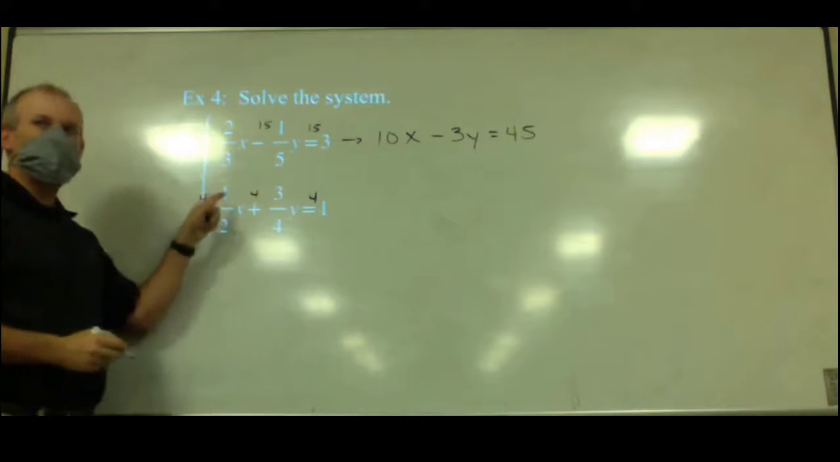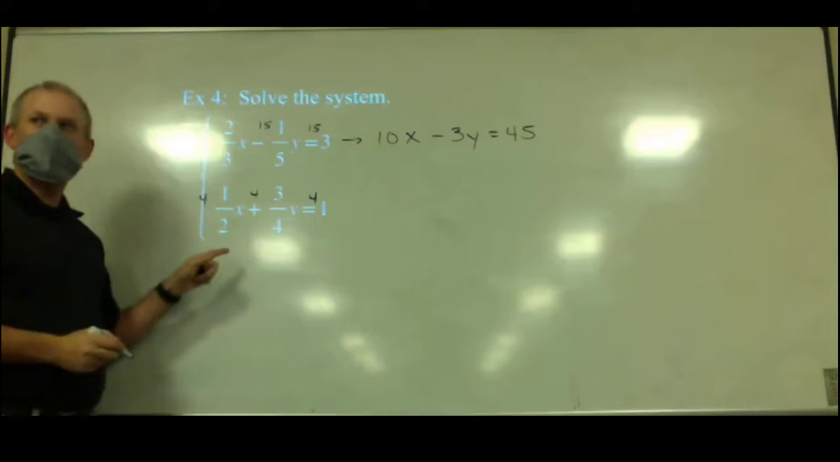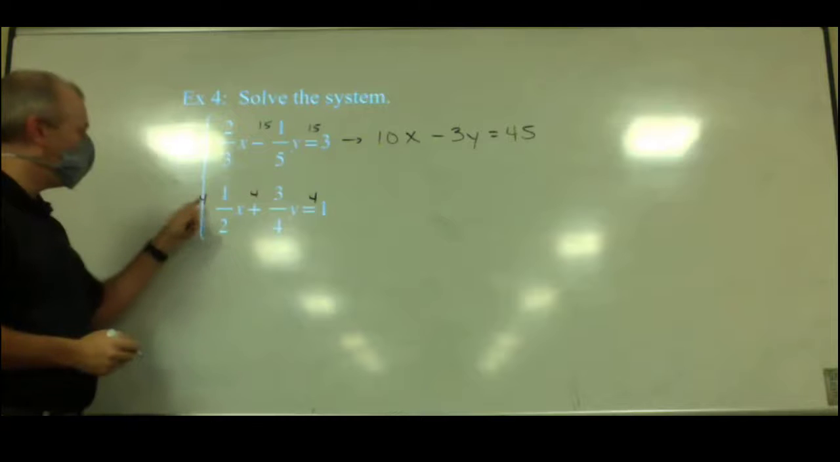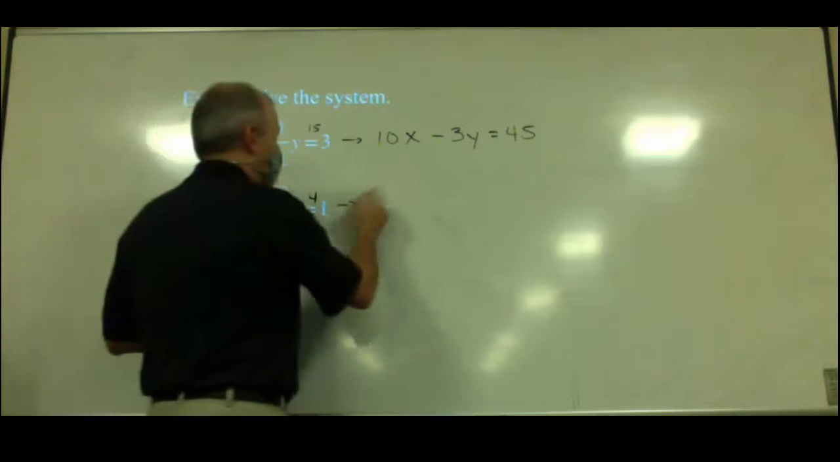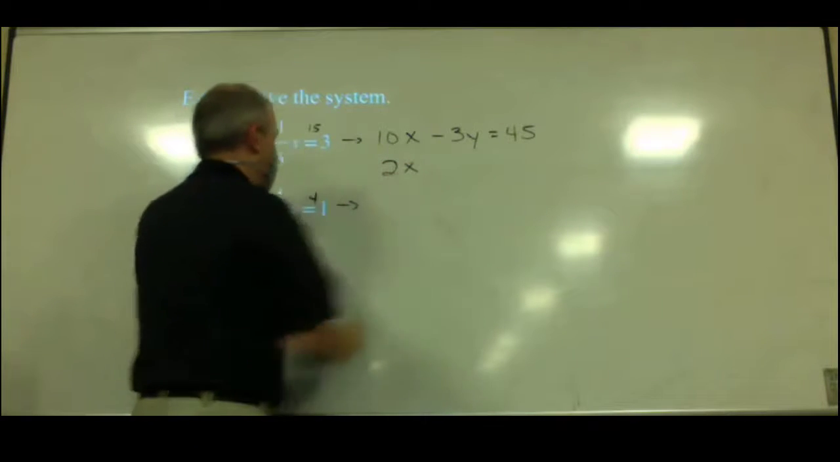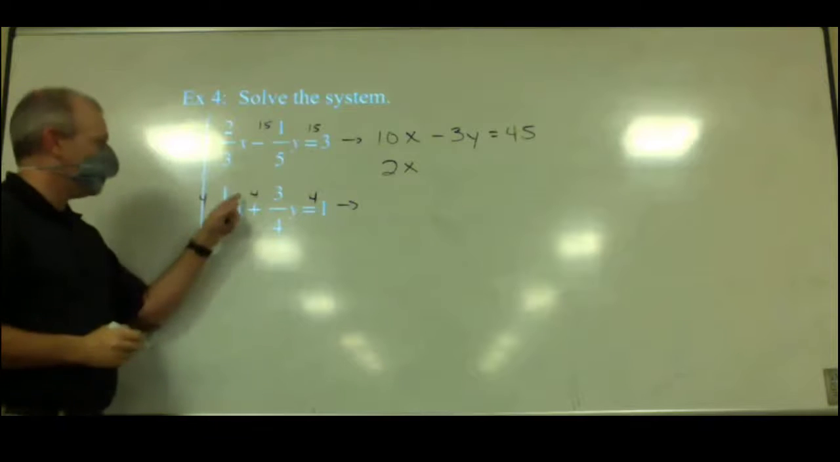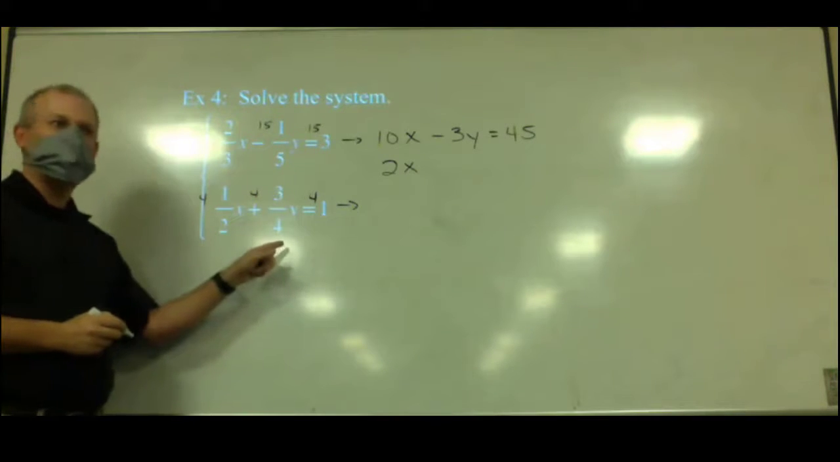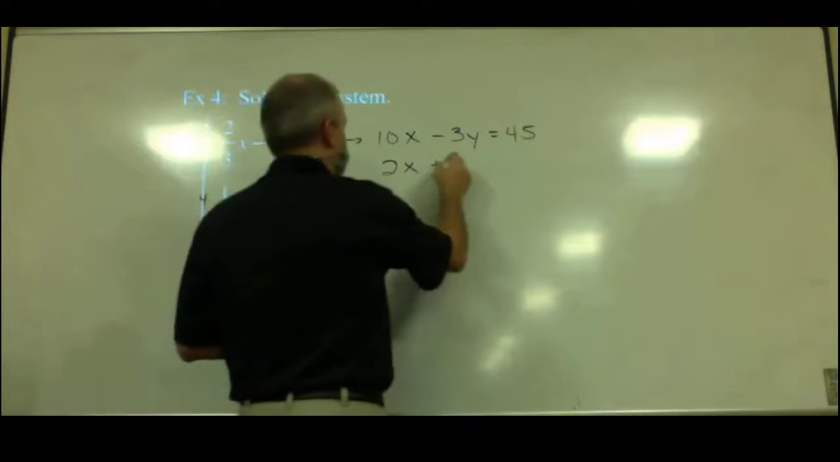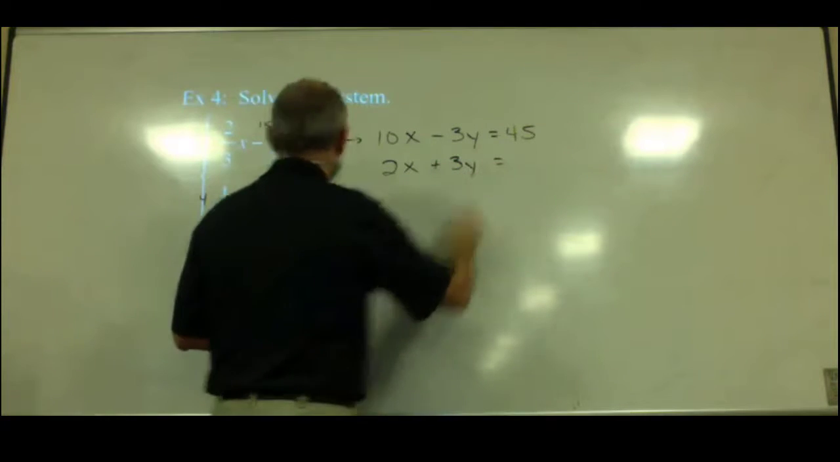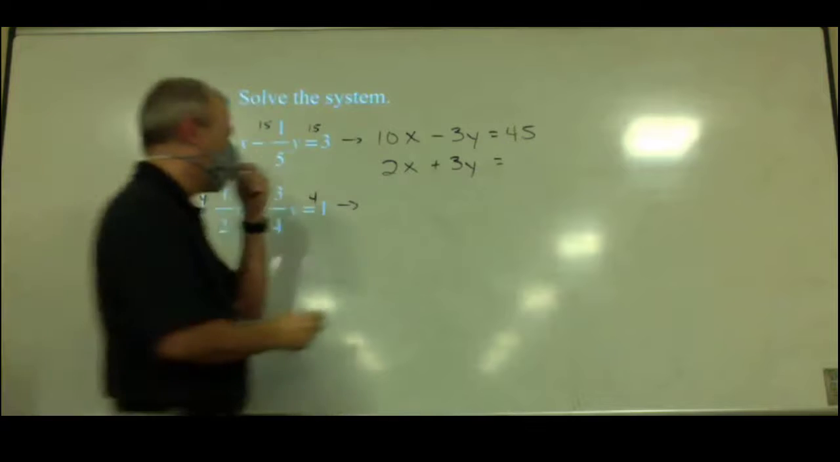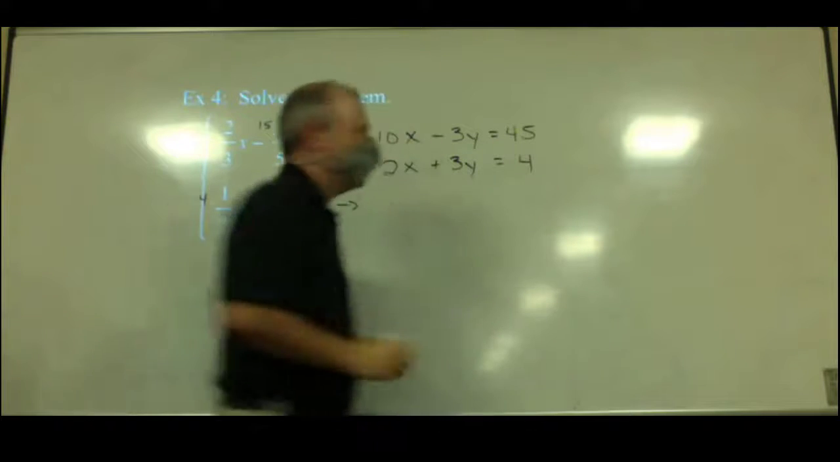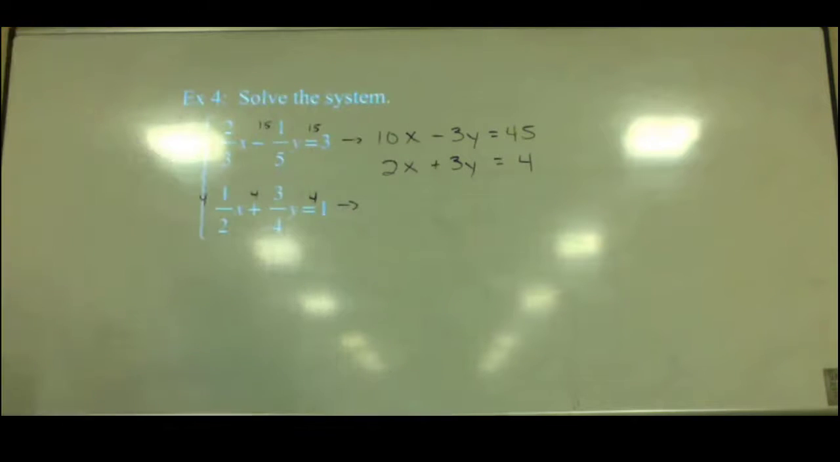4 times 1 is 4, divided by 2 will be 2x. I'm going to put it up a little higher here so that they're closer to each other. 4 times 3 is 12 divided by 4. That's going to be 3y. Oh, that's convenient. And then 4 times 1 is 4. Now, what did I see that made this so convenient?